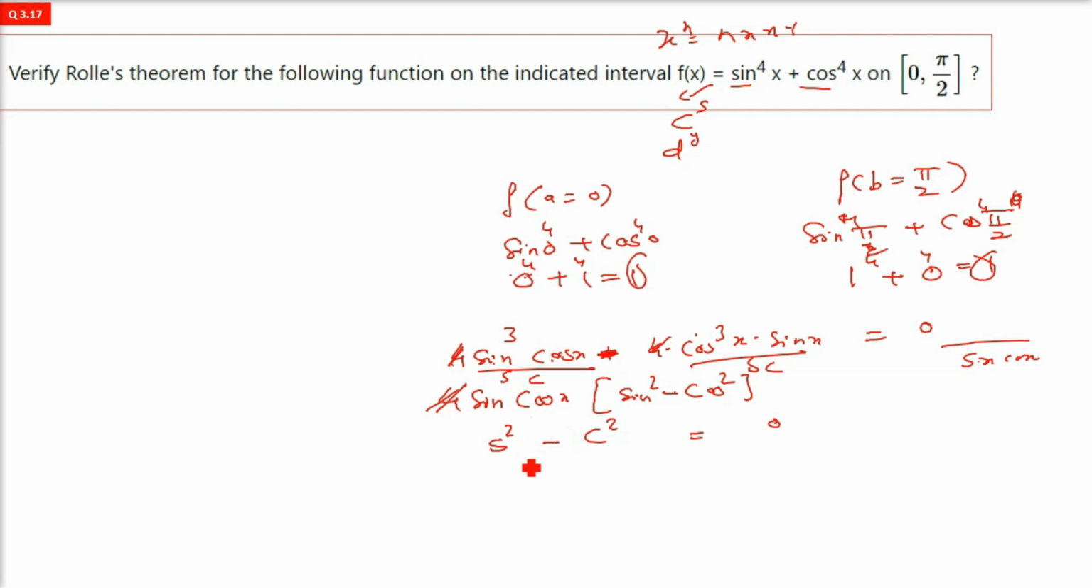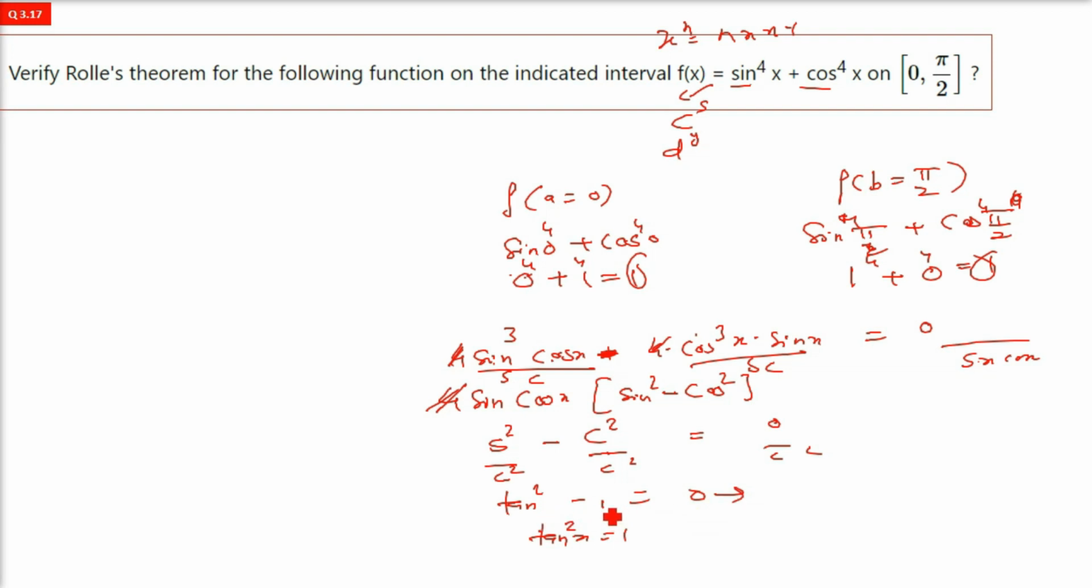When you divide both sides by cos square, sine square by cos square minus cos square by cos square is equal to 0 by cos square. And that is going to give you tan square minus 1 equals 0. So you can always say that tan square is equal to 1, and tan will be equal to plus minus 1. But the better way is to use that a squared minus b squared formula. So tan square x minus 1 square equals 0.